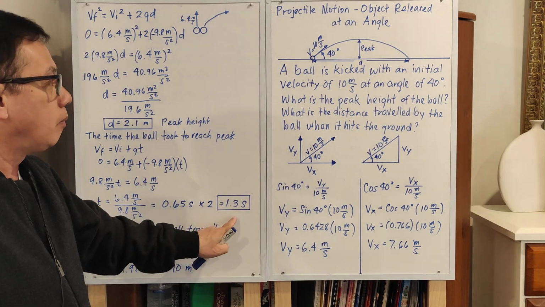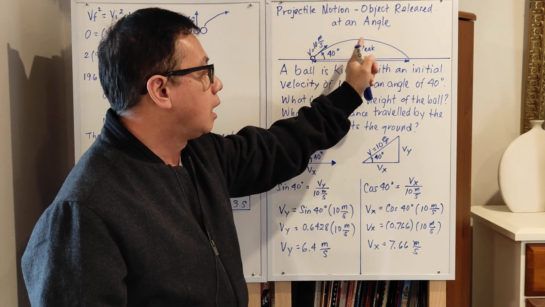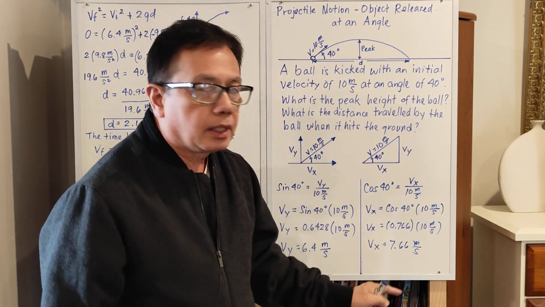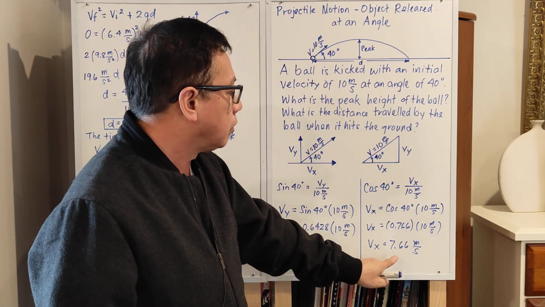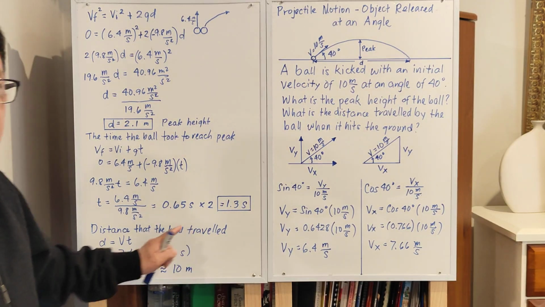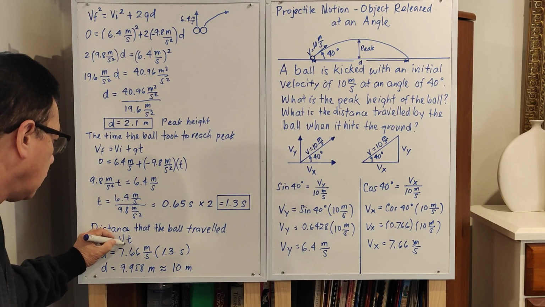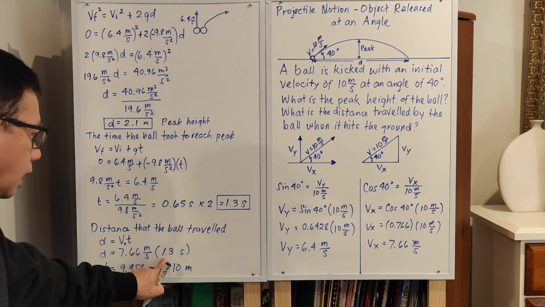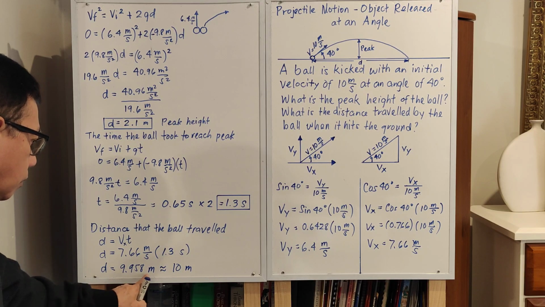We need to compute this time because we need to compute the distance from here to here, and we need the time in the air to compute the distance. The horizontal component, which is 7.66 meters per second, is constant, going in one direction to the right. So we can compute the distance using this velocity and the time of 1.3 seconds. Distance is velocity times time. Substituting the horizontal velocity, 7.66 meters per second, times the time, 1.3 seconds. 7.66 times 1.3 is approximately 9.958, or 10 meters.